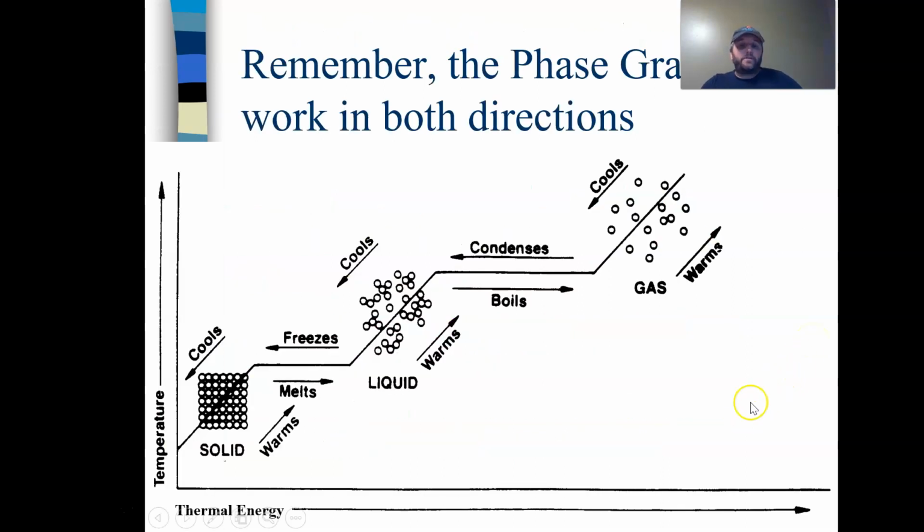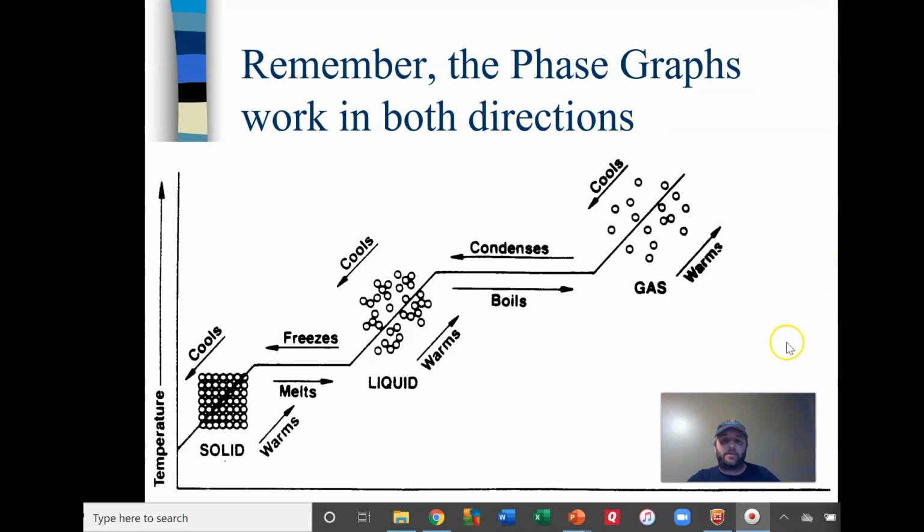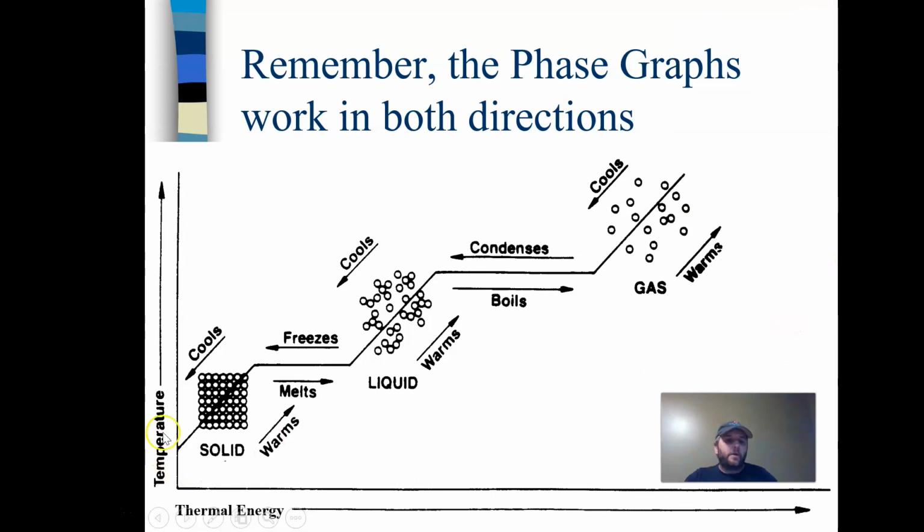So, summarizing, one more quick glance at this type of graph. We have solid here, we have all liquid here, we have all gas right here. This is incorporating those particle diagrams. As energy is being added, the solid is warming here, it's melting here. The liquid is warming here, it's boiling here. The gas would be warming in this section. If you're removing energy, we'd have cooling, condensing, cooling, freezing, and cooling.